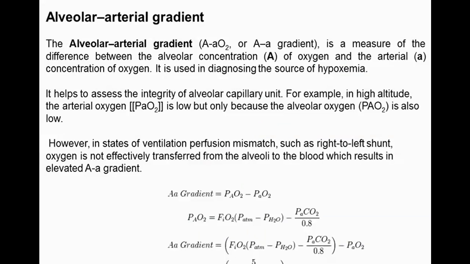So the alveolar pressure will be, let's resemble it by numbers. The A gradient: A capital for alveoli, a small for arterial. So it will be the alveolar pressure of oxygen minus the arterial pressure of oxygen. Is it clear? The alveolar pressure of oxygen is in the ABG. It's not difficult. It may be found in the ABG; if not found, we can calculate it.